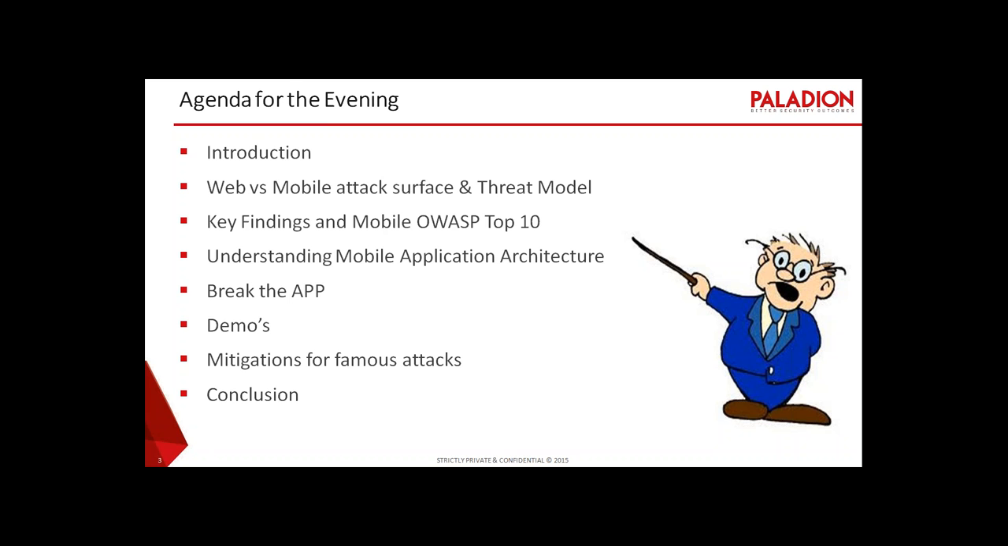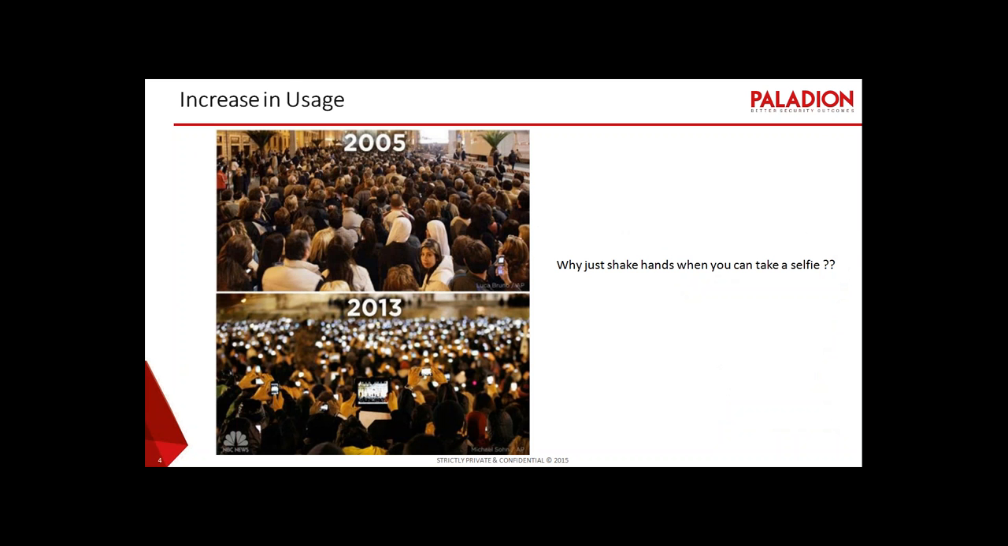So basically, today, one of the most important things in our ecosystem is the mobile. Without a mobile, no one can sustain these days. The picture depicts that in 2005, if there was a gathering, people would try and stand up to look at the person who is speaking. But today, everything is on the phone. So that's why I just mentioned, why just shake hands when you can take a selfie.